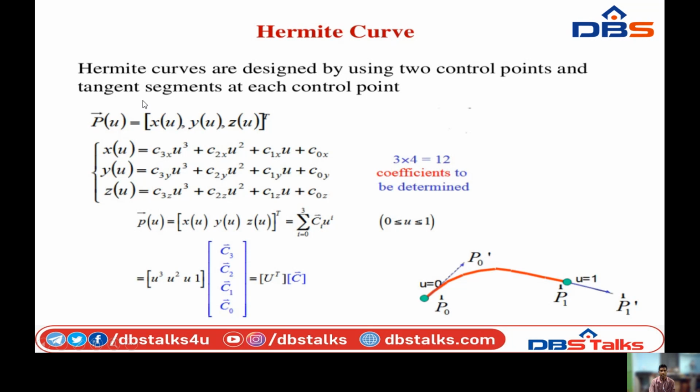For representing the Hermite curve, I am taking the representation P of u. P of u equal to x of u, y of u, z of u, transpose. That means I am taking a 3-dimensional coordinate system here.